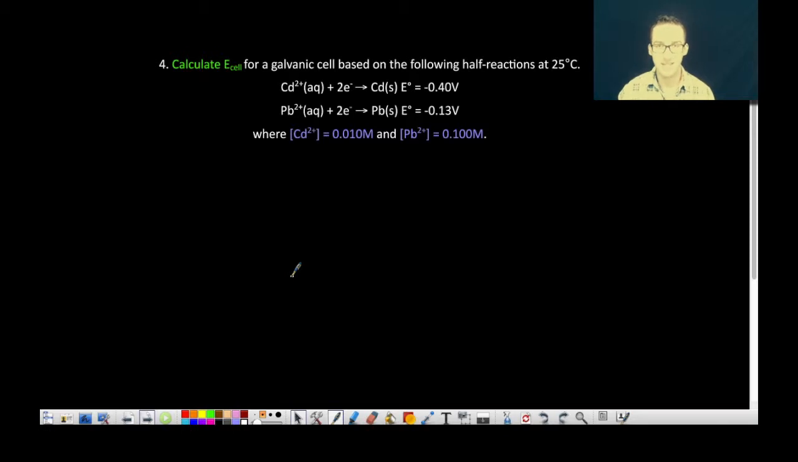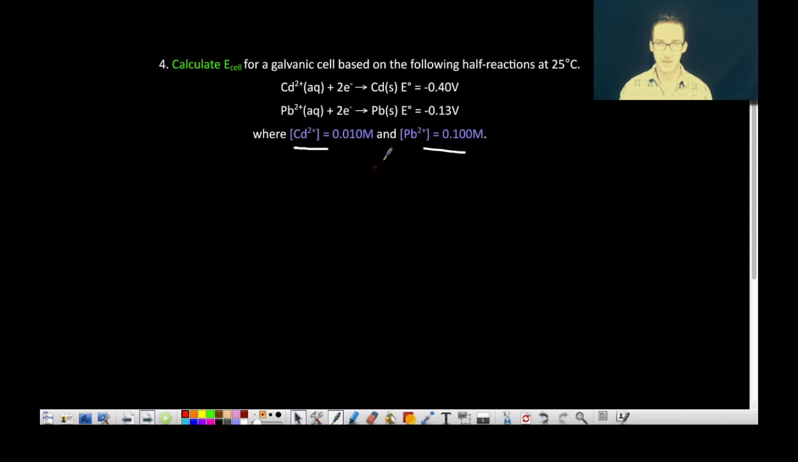All right, problem number 4. It says calculate the cell potential, not standard cell. Just calculate the cell potential. It's not standard for a galvanic cell based on the following half reactions at 25 degrees Celsius. Okay, we're given these two half reactions again. They're reduction half reactions, but note here we're given the concentrations of those two things in solution.